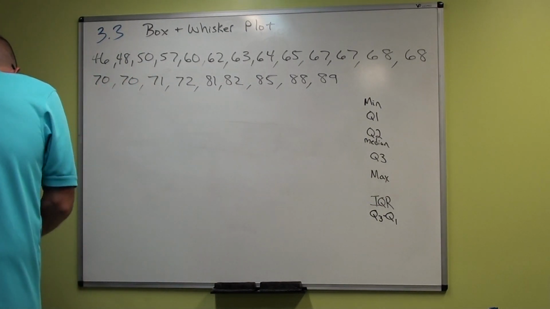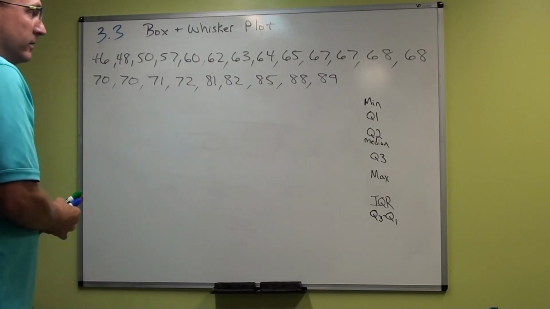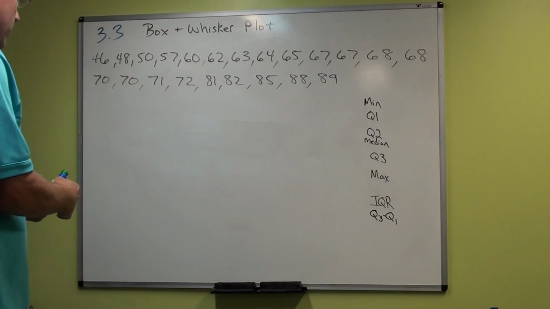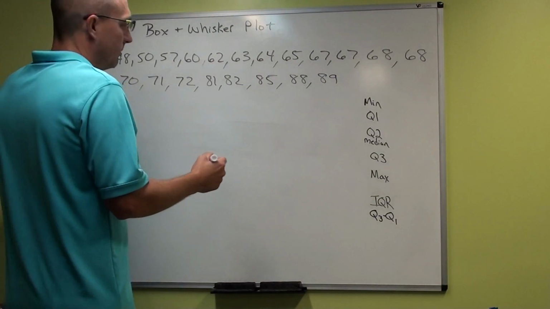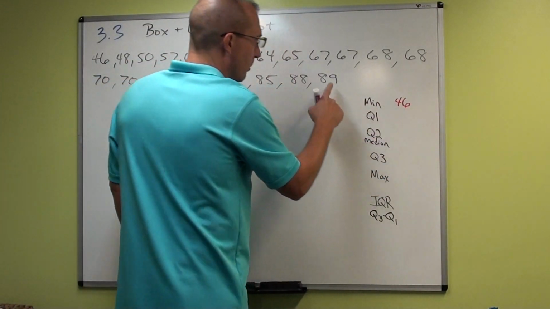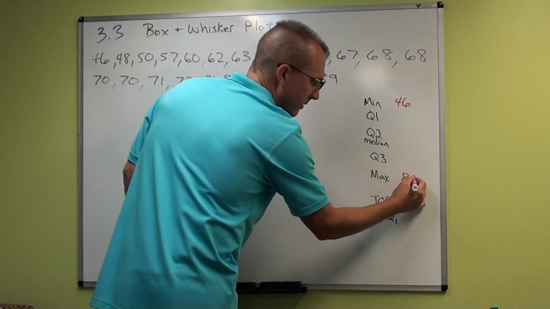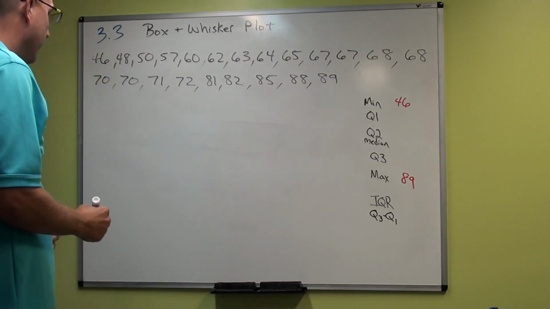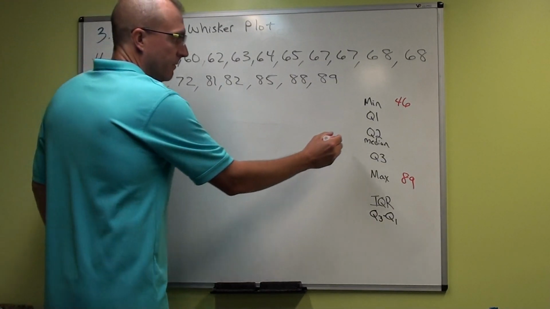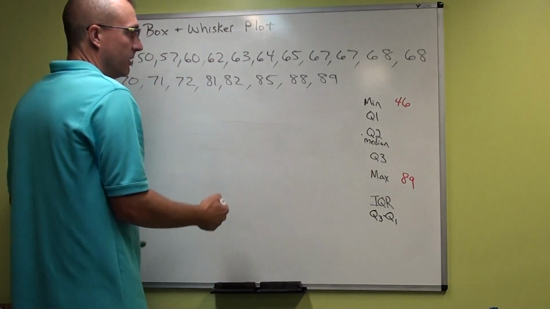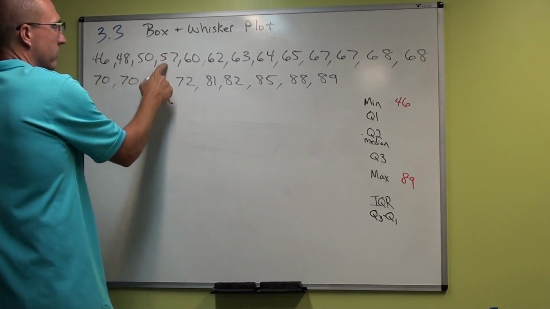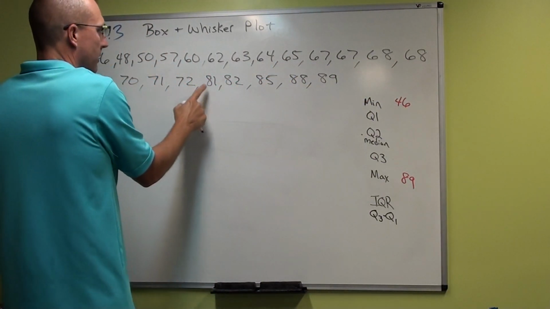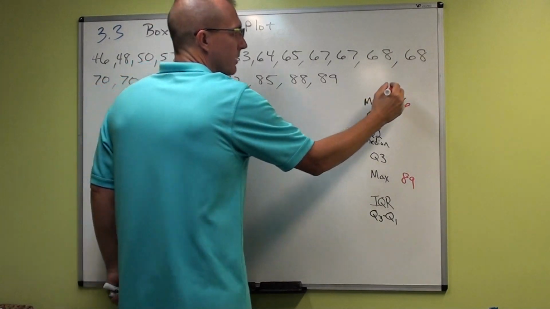Alright, here we go. We are going to start the same way we did the last couple lessons. Fill in what we know right away. We know our minimum is 46. We know our maximum is 89. After we find them, then we have to find the median of the data. So let's check out our n. 1, 2, 3, 4, 5, 6, 7, 8, 9, 10, 11, 12, 13. Alright, our n is 22.